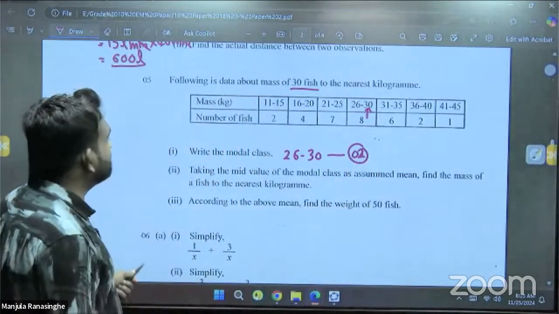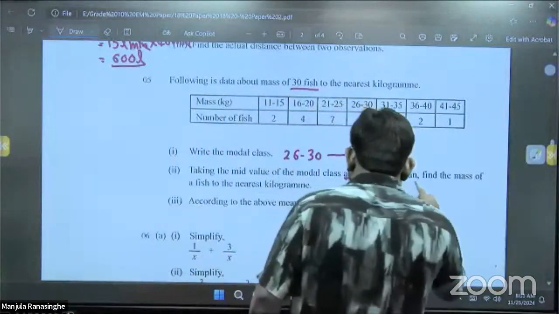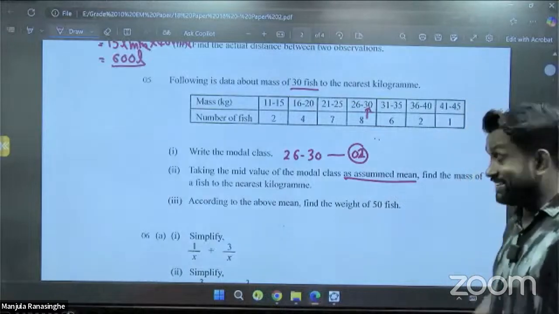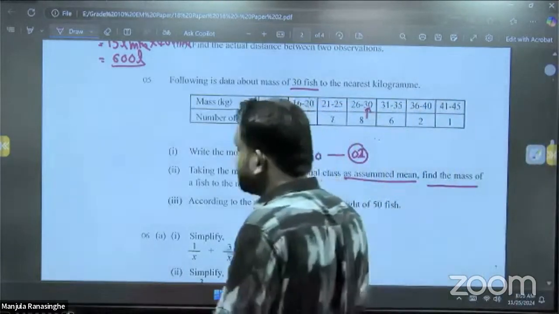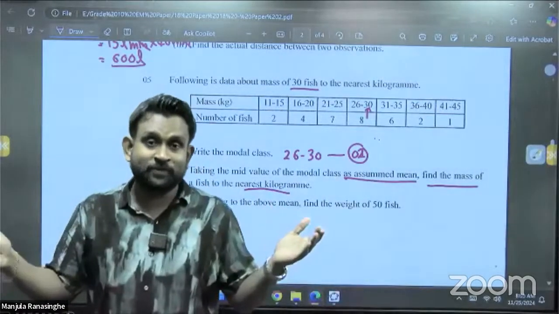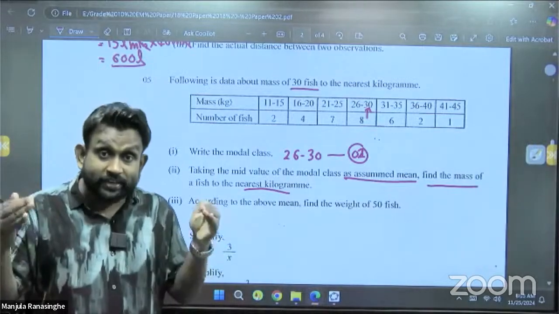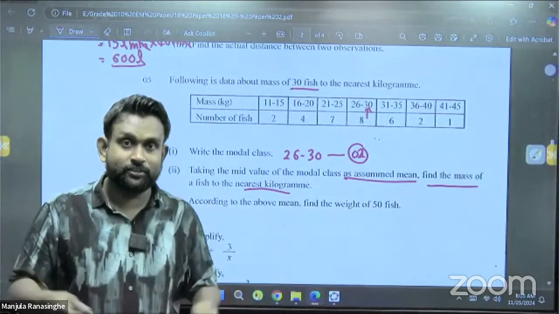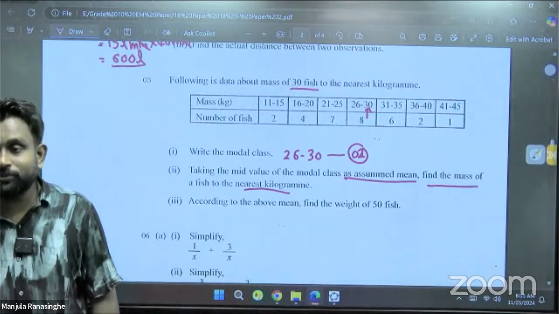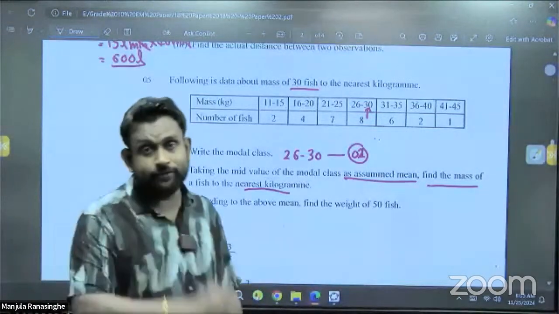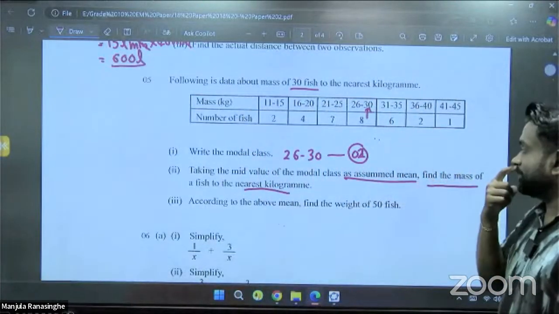Right, then take the mid value of the modal class as the assumed mean, and find the mean mass of the fish to the nearest kilogram. So is there any other method wording? No, or any other method is not mentioned. So what you need to do? You need to do it by this method only. Which one? The assumed mean only. Find the mass of the fish.